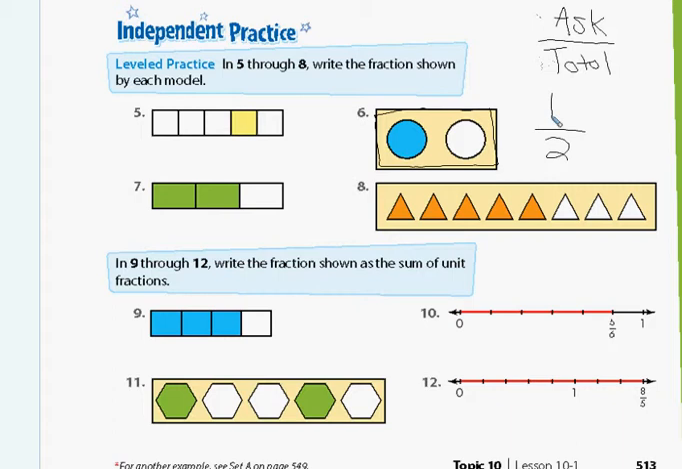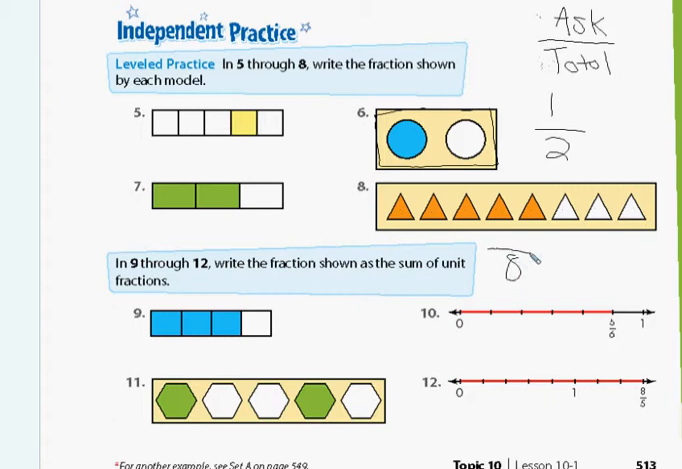But problem number 8. How many parts are there in that rectangle? How many total triangles are there? Bethany. 8. There's 8. Let me check here. I haven't counted them yet. That's 1, 2, 3, 4, 5, 6, 7, 8. So 8's my denominator.